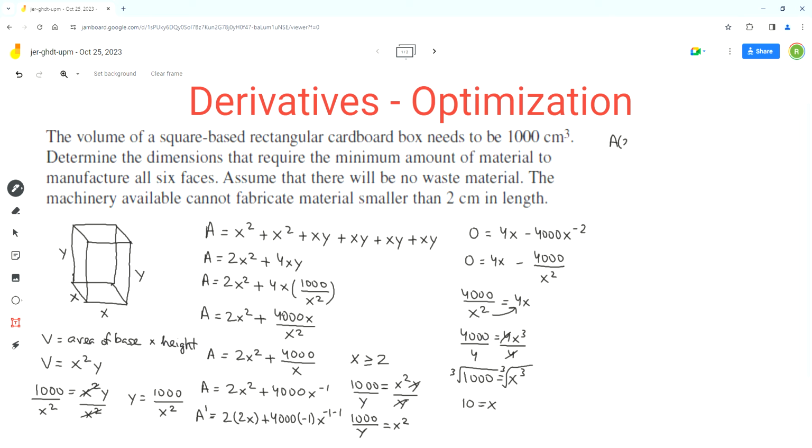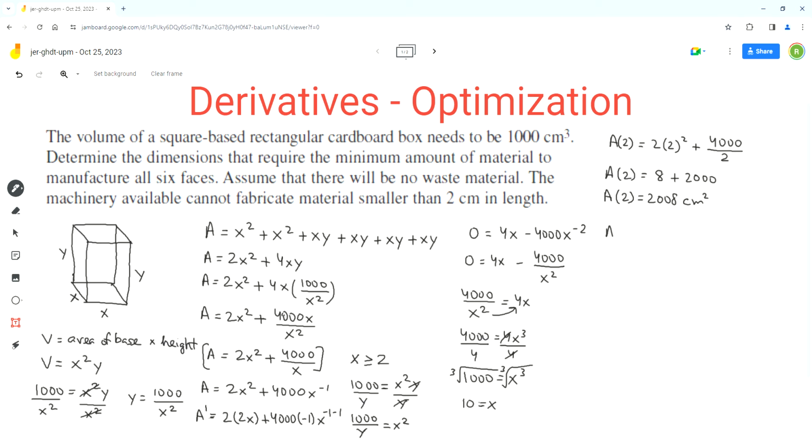So area at 2, so we'll sub in x equals 2 in this area equation. So we get 2 times 2 squared plus 4000 over 2. Now we can evaluate this expression. So 2 times 2 squared is 8 and 4000 divided by 2 is 2000. So we got A at 2 equals 2008 and the unit will be centimeters squared.